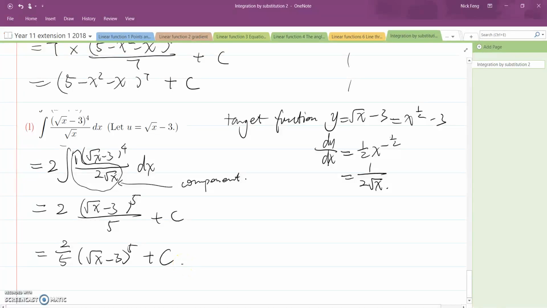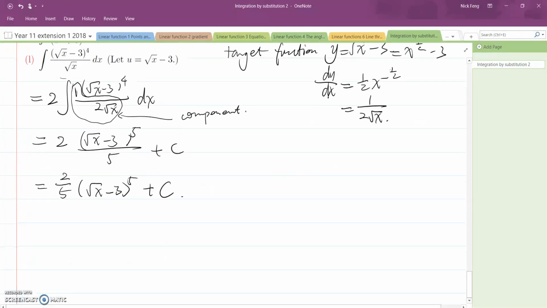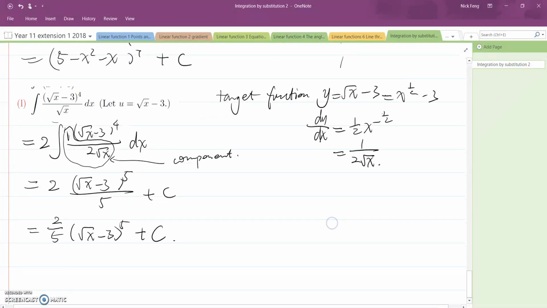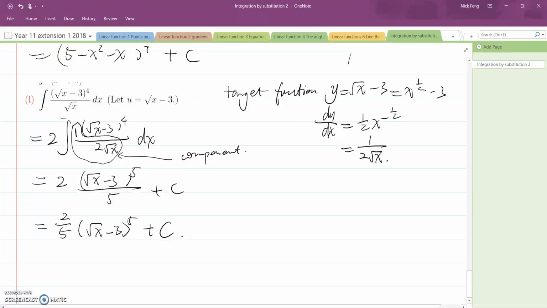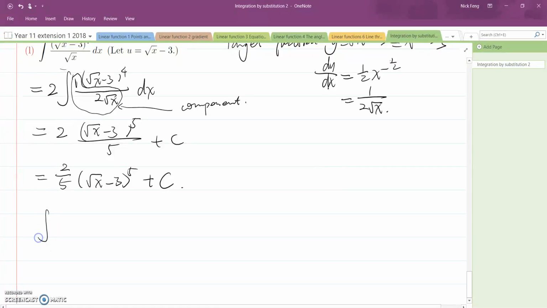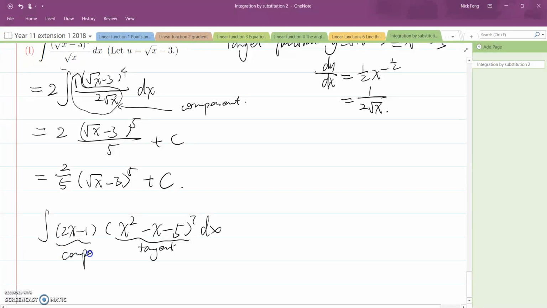Okay, so this is one of the harder examples to recognize. So by conclusion, if you're using reverse chain rule, technically speaking it's all about recognition. You recognize which one is the target function, which one is the derivative, which is the component, for your target function to be integrated as a whole thing. So I would write a few examples in here. For example, if I got 2x minus 1 times 5 minus x minus x squared to the power of 7, this is the target function, and this is the component, because 2x minus 1 is the derivative.